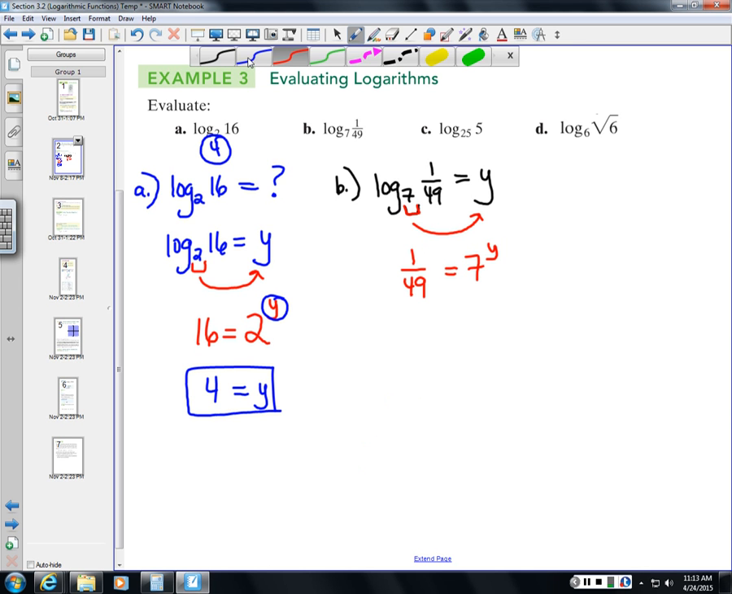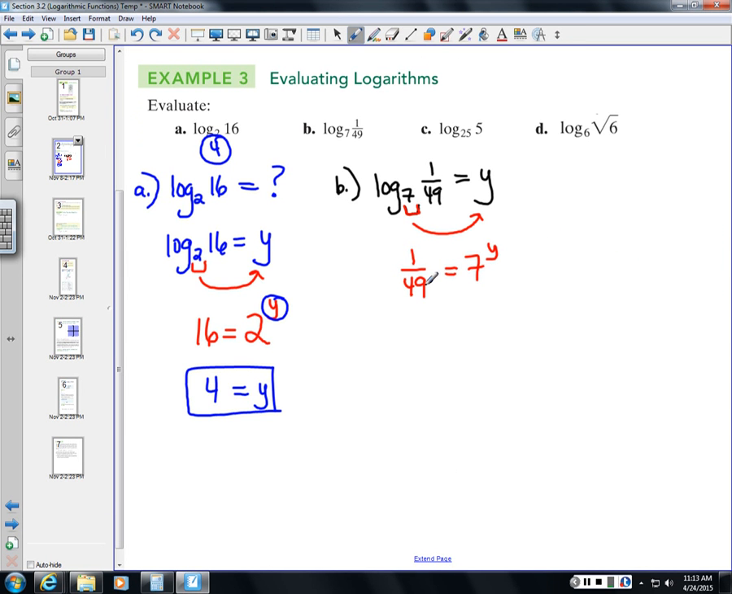Now this one's not as easy as the first one. The first one was just 2 to what power equals 16. Well, now you're saying 7 to what power is equal to a fraction. Well, if we plugged in 2 here, if we said y was equal to 2, well, 7 squared is 49, not 1 over 49. So we've got to come up with a different process to evaluate this.